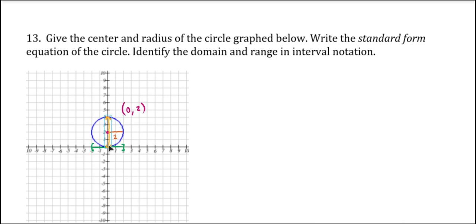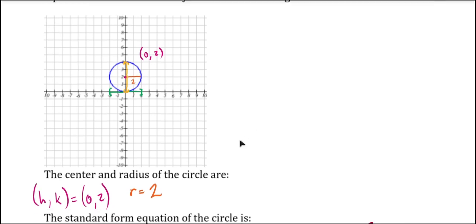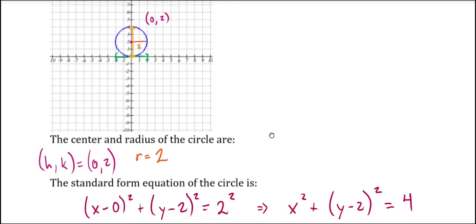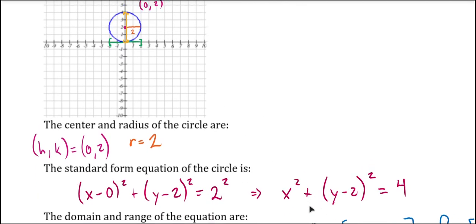Here they'd like us to digest what this circle graph is telling us. I've already marked it up a little bit, but we can note that it has a center at (0, 2) and a radius of 2. So how do I write it in standard form? All I'm going to do is plug those points into the standard form equation and simplify.